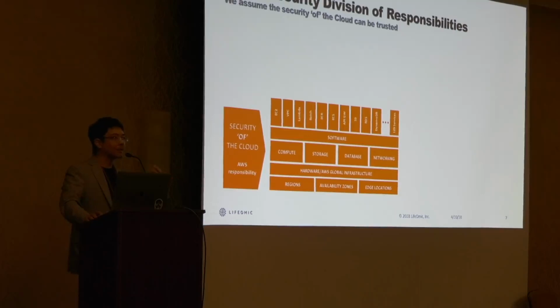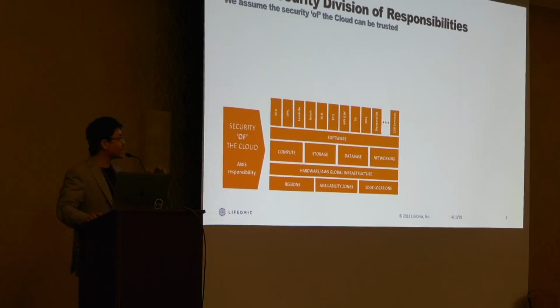AWS itself is inherently secure, so we make the assumption that we can trust it, or that AWS or other cloud providers will address any security problems underlying in their infrastructure. So this is the security of the cloud: the hardware, the virtualization, the hypervisor, and the software that governs those compute and storage and database resources.